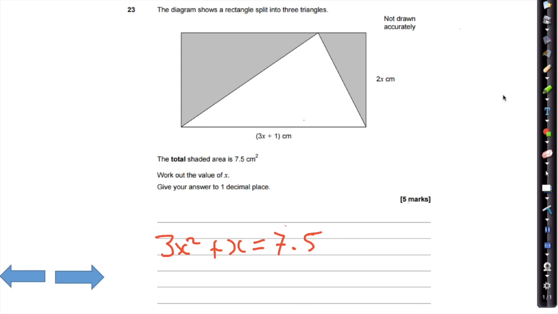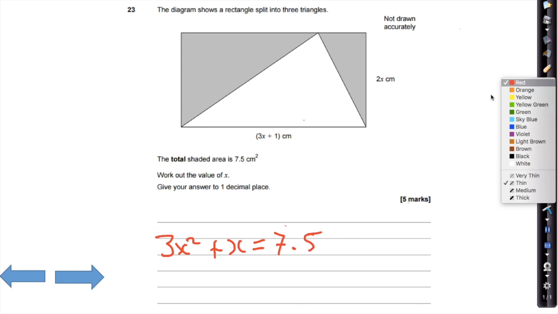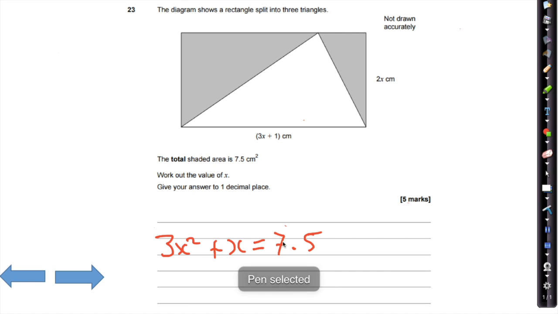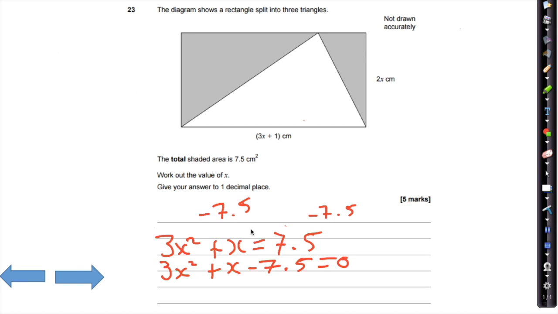So to start off with, it might be easier if you make it equal to 0. So to make it equal to 0, we're going to subtract 7.5 from both sides. 3x squared plus x minus 7.5 equals 0. And we got that by subtracting 7.5 on this side to make it equal 0. 7.5 minus 7.5, 0. And then subtracting 7.5 from this side, which gave us minus 7.5 here. So just for the sake of space, I'm going to write the rest of it up here. So 3x squared plus x minus 7.5.